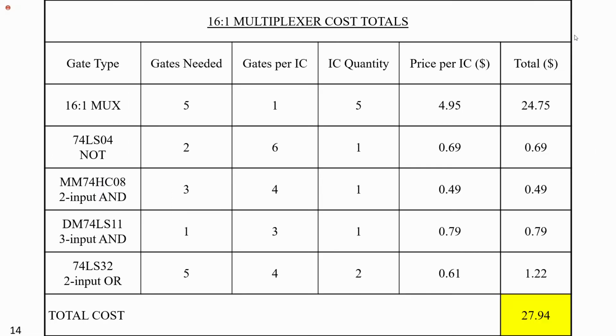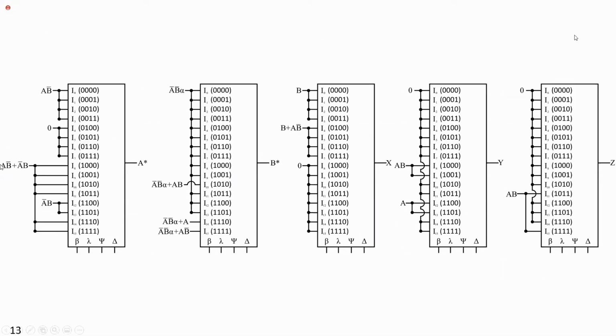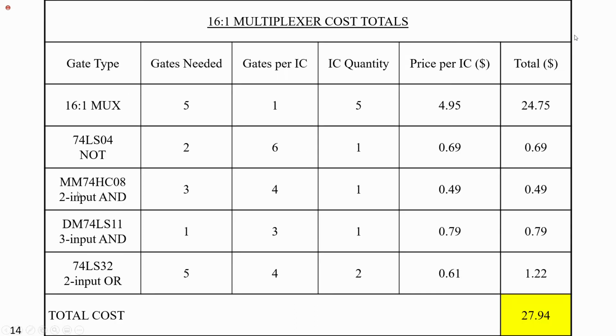And the cost for the multiplexers, since they require additional logic gates, because each input requires some ANDs and ORs to be fed into the I slots, requires additional cost beyond the multiplexers alone, which drives the cost up to $20.94, which is nowhere near as cost efficient as logic gates alone.